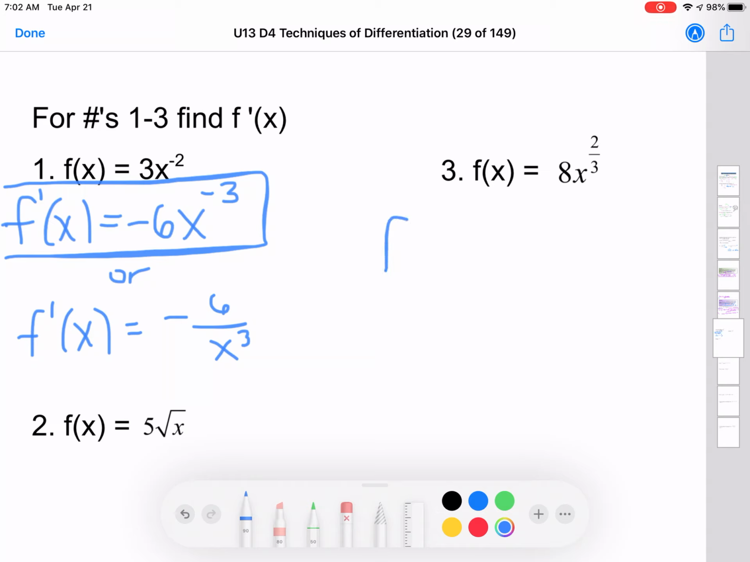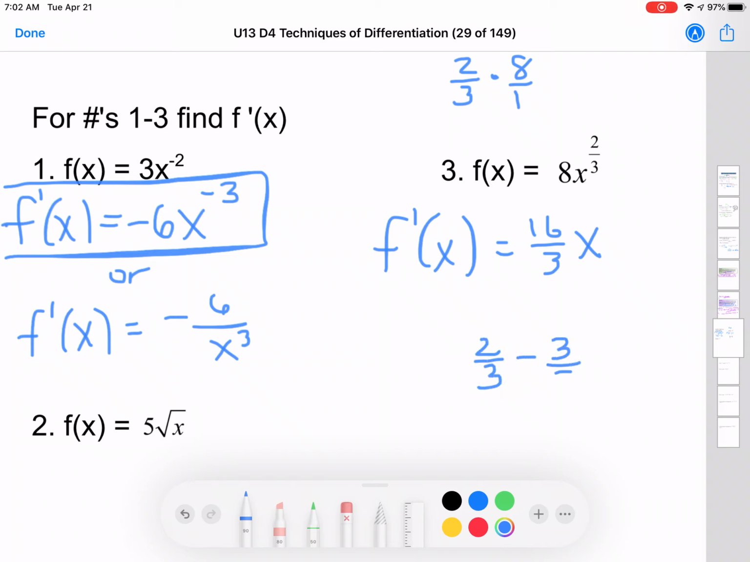Negative exponents, we can move the exponents either direction just by changing their signs. Okay, next. Power rule again. So you're doing 2/3 times 8. So 2/3 times 8, right? That's what you're doing first. So we get 16/3. And now I have to decrease the power by 1. So I'm doing 2/3 minus 1. So 3 over 3 works nicely. And we're left with -1/3.